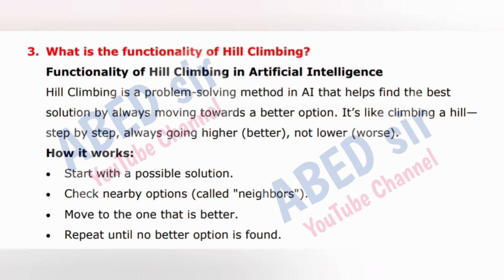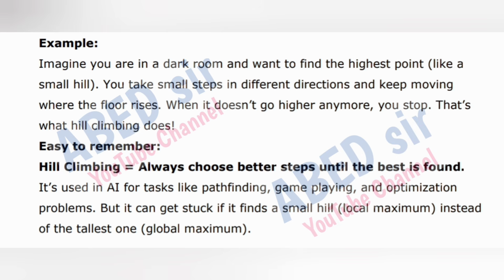How it works? Start with a possible solution. Check nearby options, called neighbors. Move to the one that is better. Repeat until no better option is found. Example: imagine you are in a dark room and want to find the highest point, like a small hill. You take small steps in different directions and keep moving where the floor rises. When it doesn't go higher anymore, you stop. That's what hill climbing does.